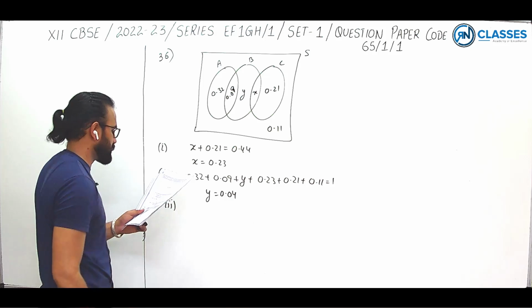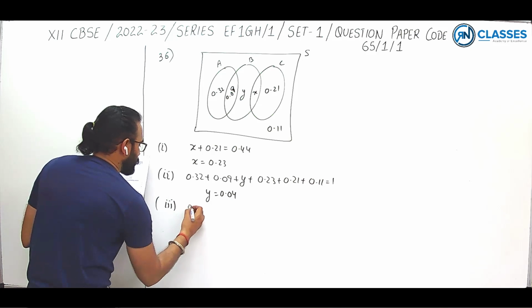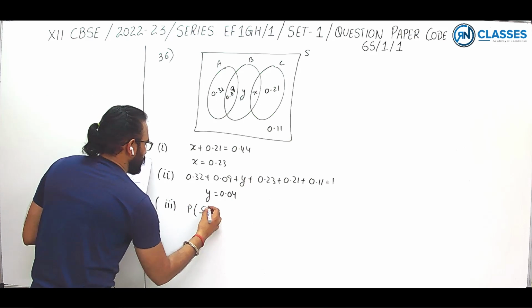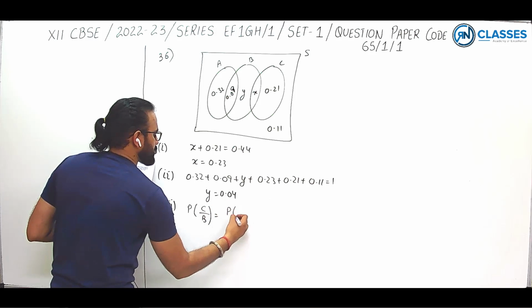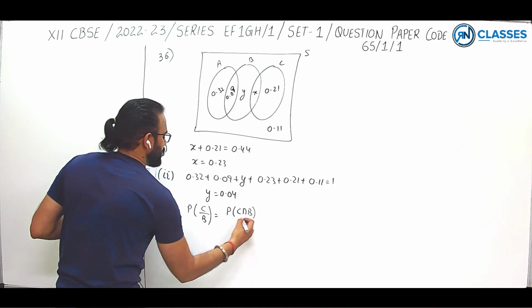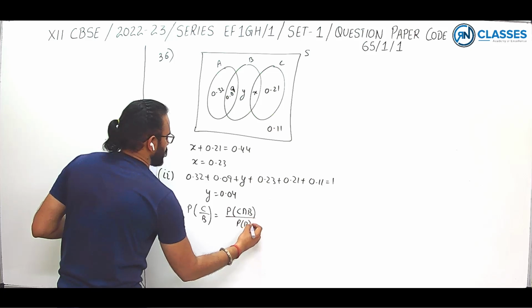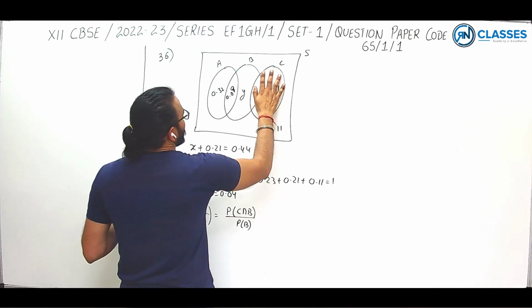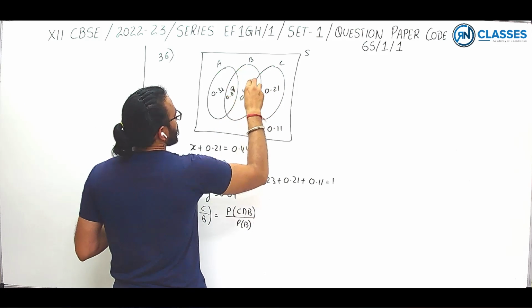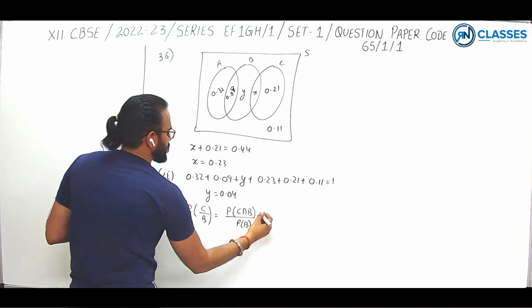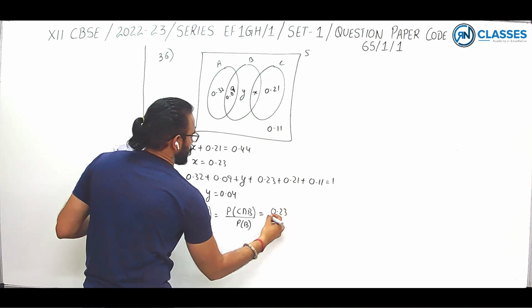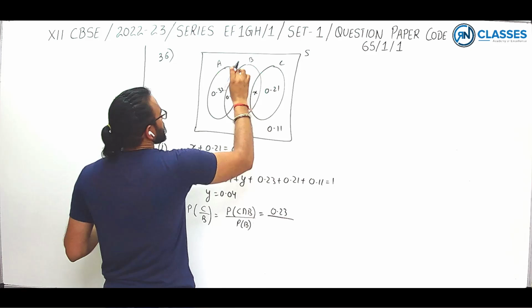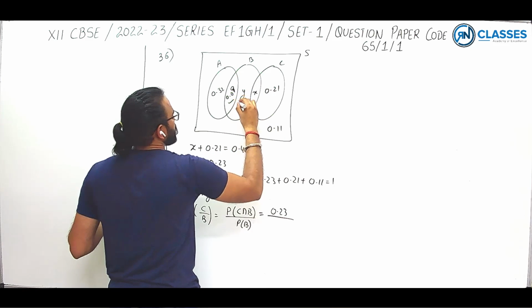Now the third part is we have to find the probability of C given B. Applying the conditional probability result, probability of C intersection B upon probability of B. The part common to the C set and the B set is this, that is X. The value of X is 0.23, upon the probability of B. B is this complete set, which is 0.09 plus Y plus X.